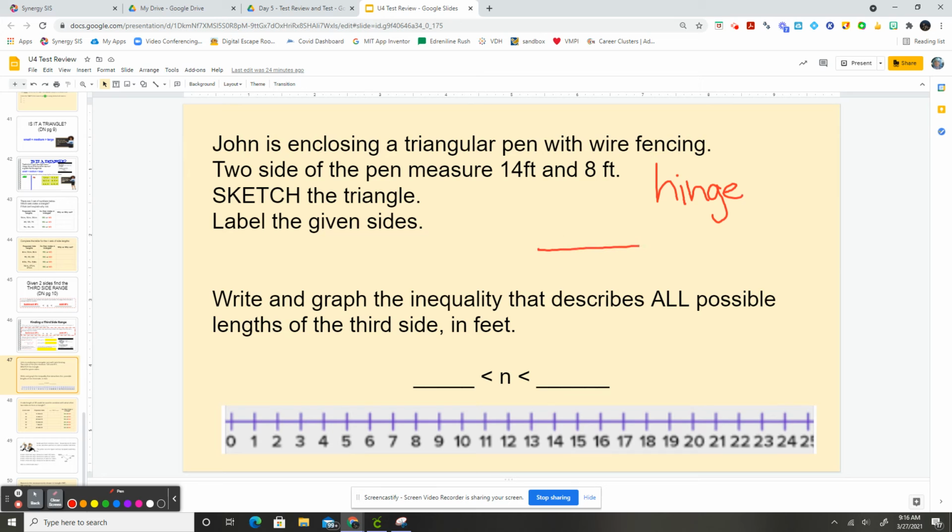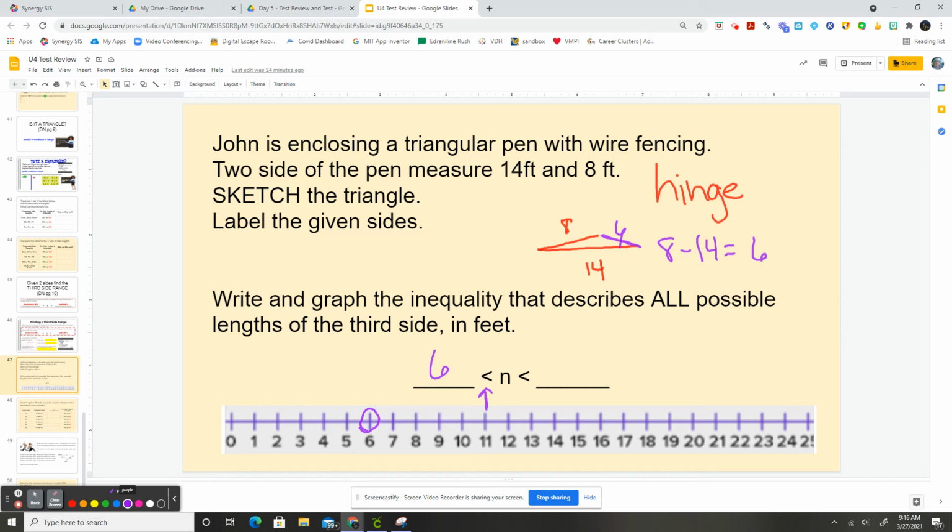So if I have a 14 and I close that angle to be super acute, my question is, what's the smallest side this could possibly be? Well, 14 minus 8 is really the way I should do it, is 6. So the smallest thing it could be is 6, right? It's an open circle because this has no equal sign here. It can't equal 6.